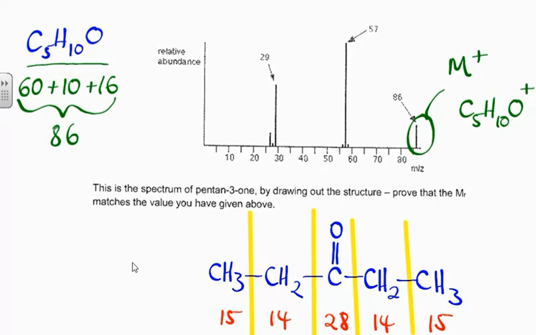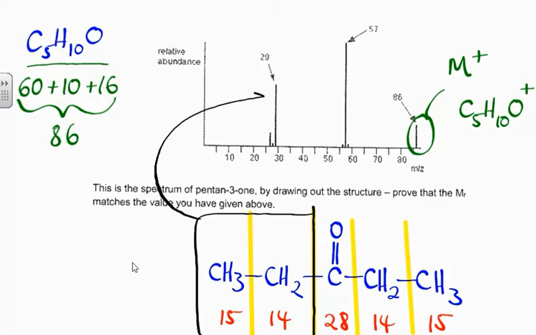So I think we can see it's fairly easy that the 15 and the 14, so that end of the molecule, the ethyl group, gives rise to a peak at 29. So that's going to be a CH3CH2, not forgetting we need a positive charge on that fragment.